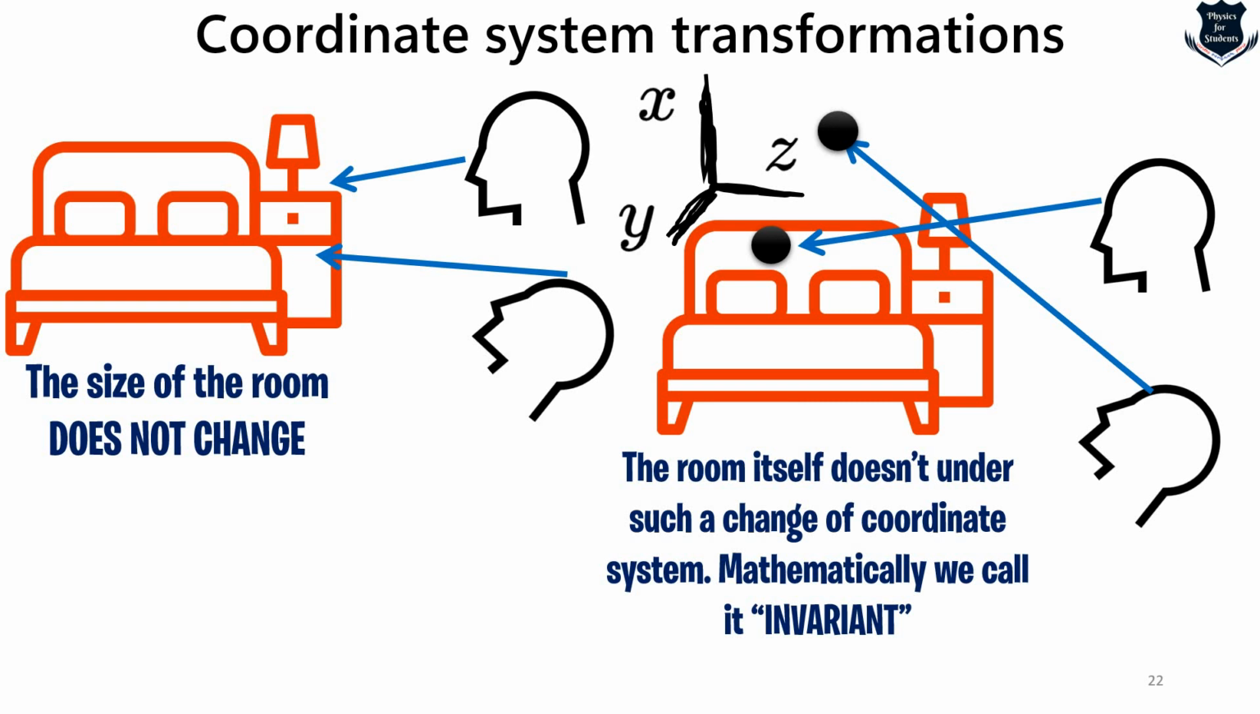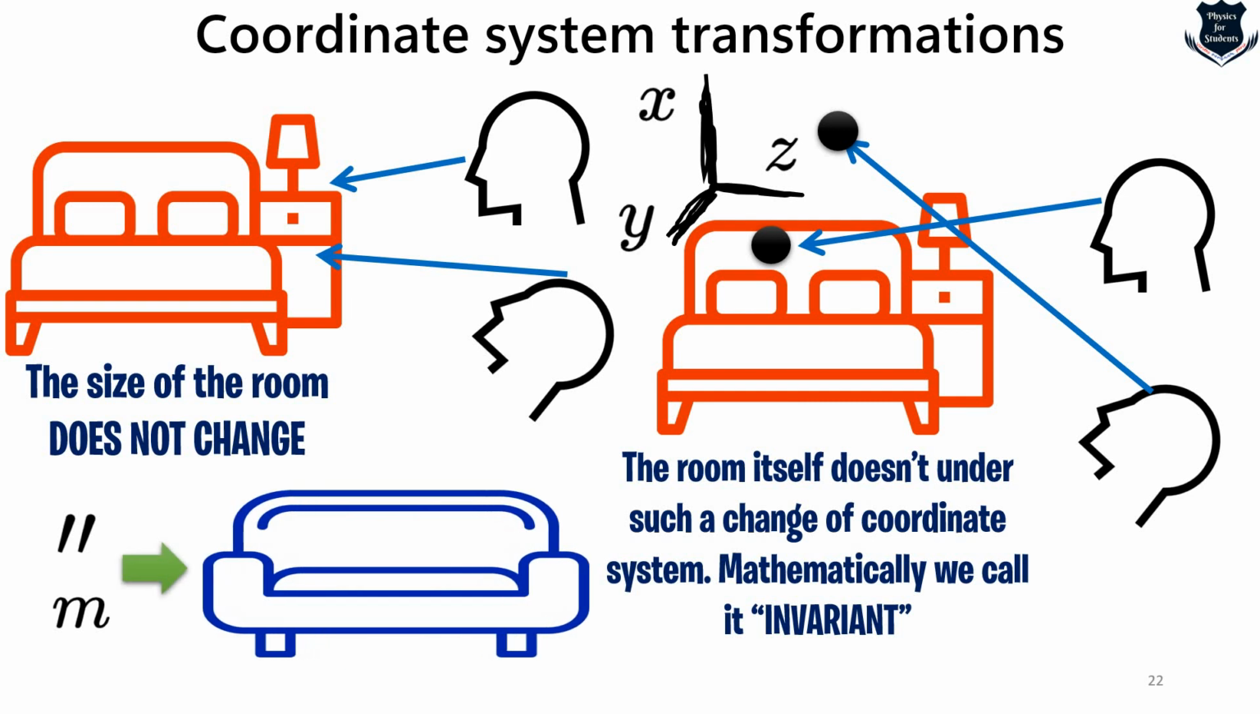Now, if I stretch the sofa, for example, like this, then possibly we can measure it in any other coordinate system as meters or something else. So the room itself does not change under such coordinates, and this is what we call mathematically invariant. But the coordinates, you see the black dot has moved from this point to this point.